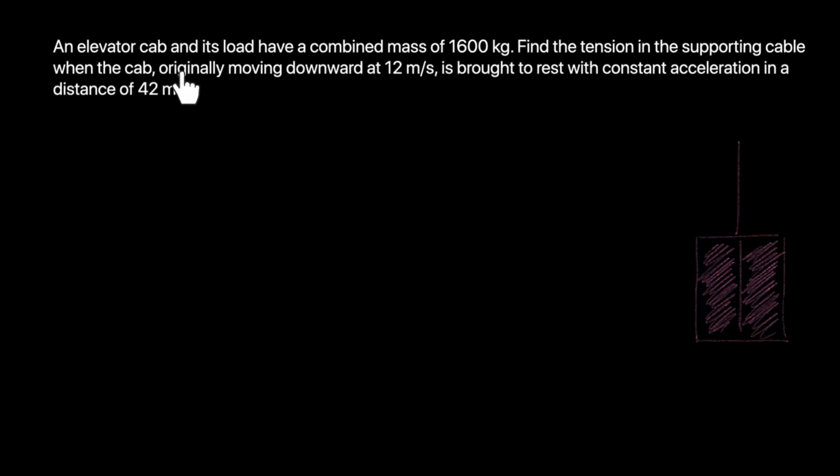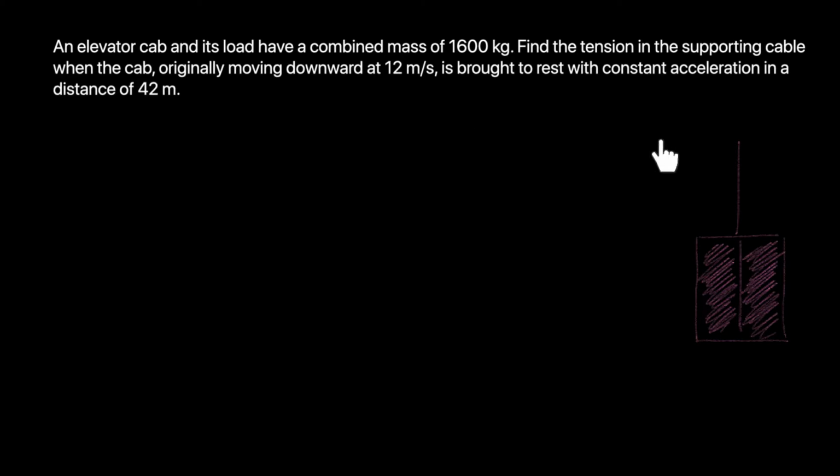An elevator cab and its load have a combined mass of 1,600 kilograms. Find the tension in the supporting cable when the cab, originally moving downwards at 12 meters per second, is brought to rest with constant acceleration. At this point it's deceleration, but who are we to judge? In a distance of 42 meters.